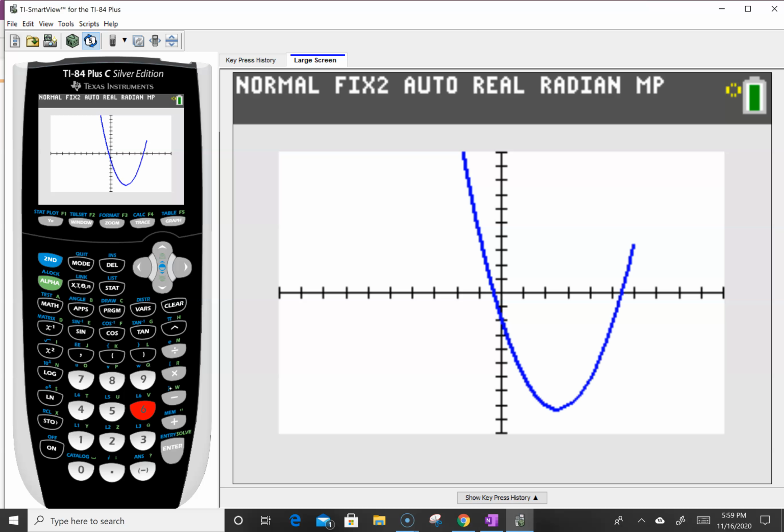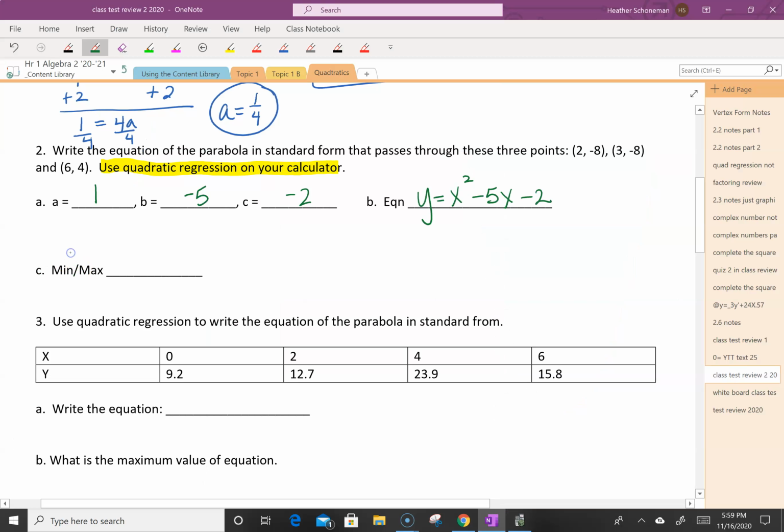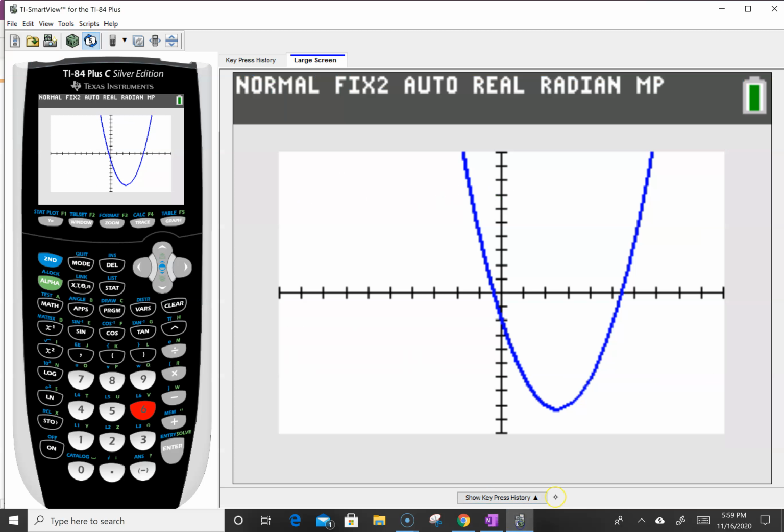And there it is. It opens up, which makes sense because x squared is positive. All right, so now my vertex is at the bottom. So my vertex is a minimum, and I need to calculate what that minimum value is.